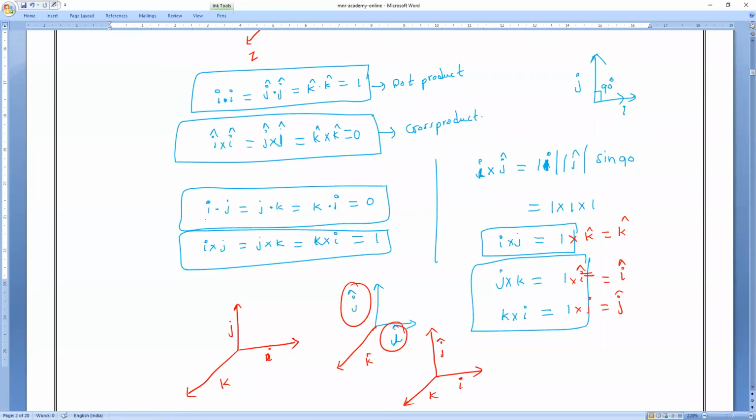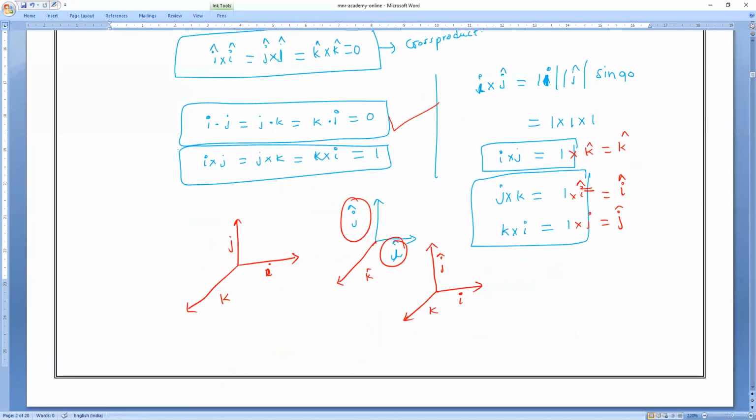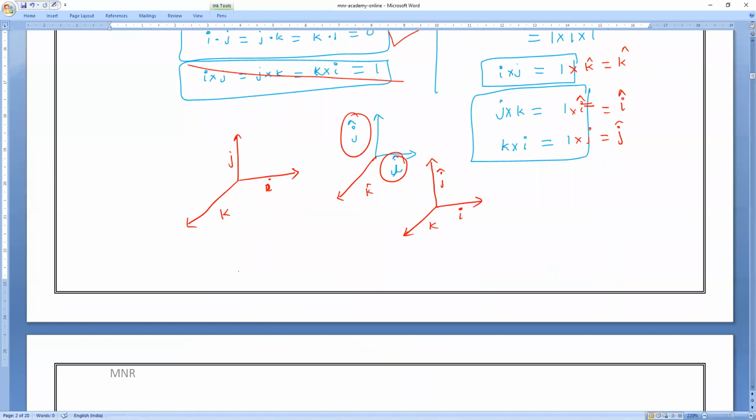So, dot product: I dot J, J dot K, K dot I, everything is equal to what? Everybody, 0. Cross product, all of you remember, I cross J is equal to what? I cap cross J cap is equal to K cap. Same way, J cap into K cap gives I cap, and K cap into I cap gives J cap. Very, very important for NEET as well as JEE. I will teach you a shortcut also.